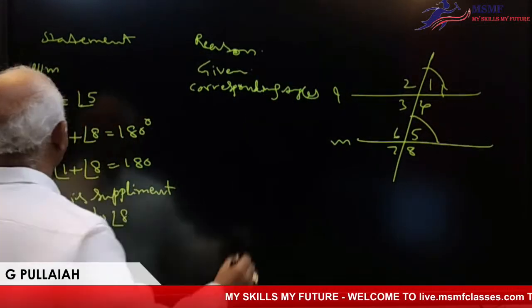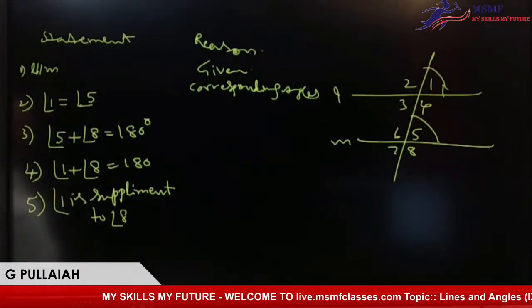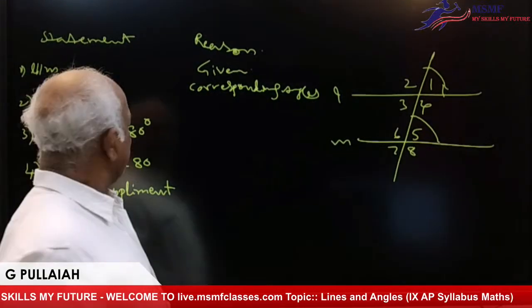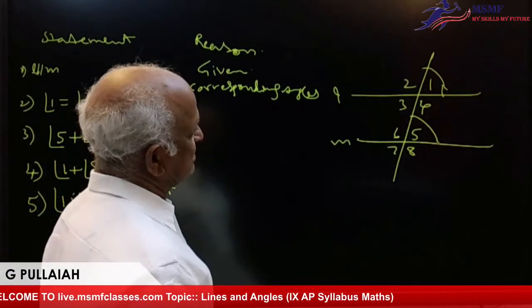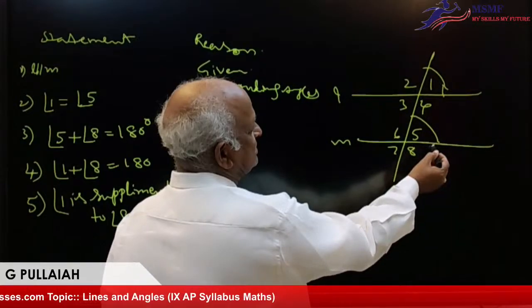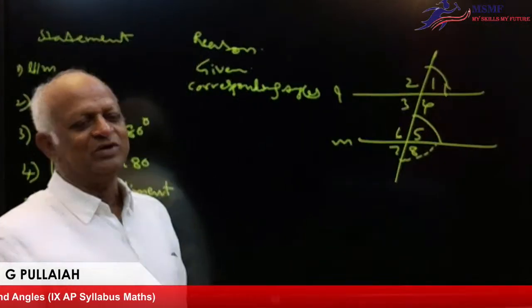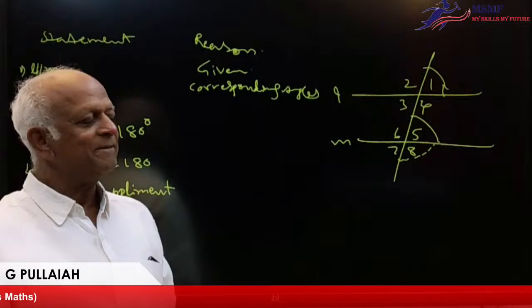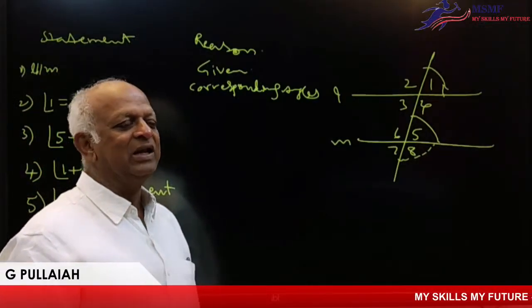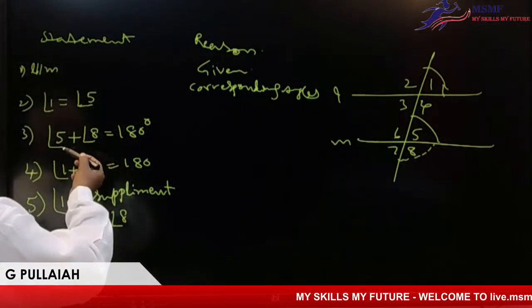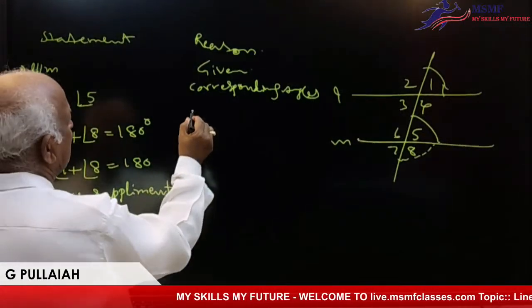Okay, now observe very carefully. Angle 5 plus angle 8. I hope that you can follow it. Is that a linear pair? Linear pair. So angle 5 plus angle 8 is a linear pair.